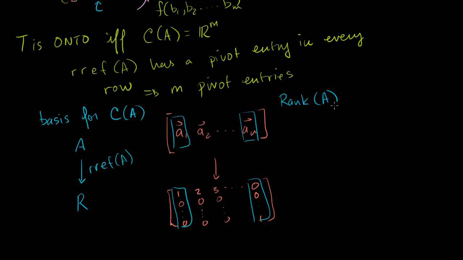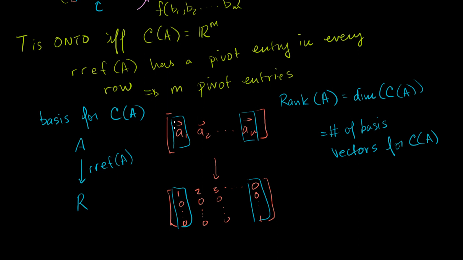The rank of A was equal to the dimension of the column space of A, which is equal to the number of basis vectors for the column space. And this is how you determine it. You essentially figure out how many pivot columns you have. The number of pivot columns you have is the number of basis vectors you have, and so that's going to be the rank of A.